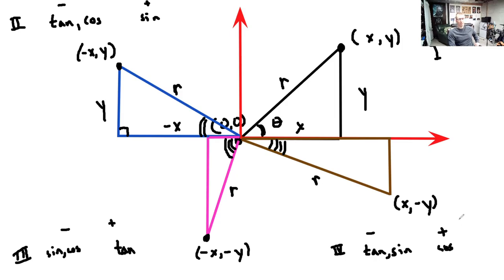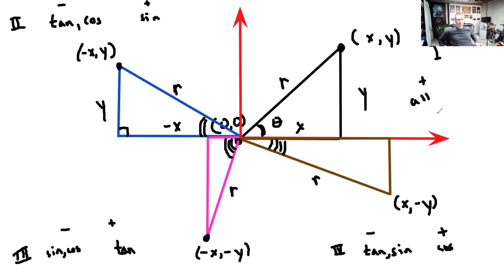Okay? So this gives you an idea of, in quadrant 1, all the trig functions are positive functions. In quadrant 2, if a triangle is in quadrant 2, we've got two negative functions, tangent and cosine, and one positive, sine. In quadrant 3, we've got two negatives, this time sine and cosine, and one positive. And in quadrant 4, two negatives, tangent and sine, and one positive, cosine. And this all has to do with just where that triangle is placed.